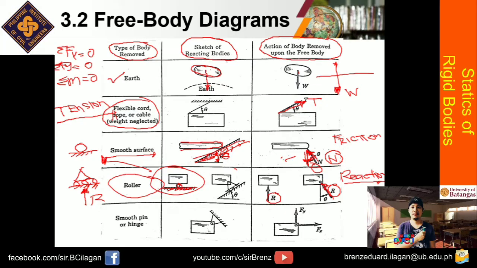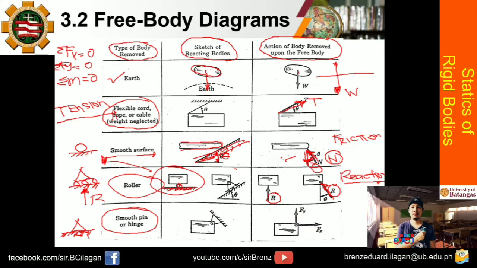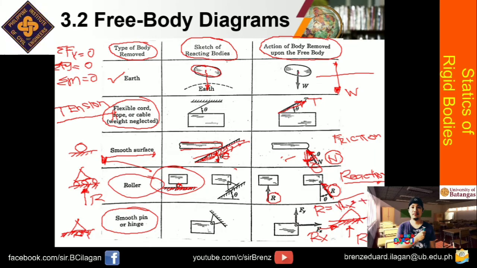Next is the smooth pin or hinge. So ang hinge mo, ang symbol naman niya is ganyan. Triangle lang siya, pares sa surface. So kapag hinge guys or smooth pin, so ang reaction niya is dalawa. So meron kang horizontal, so pangalanan natin siyang Rx, and this is Ry, meron siyang vertical reaction or Y reaction. So to get the total resultant, so to get the total reaction here, you can compute R is equals to square root of Rx squared plus Ry squared. Parang pagkuha lang din ng resultant.